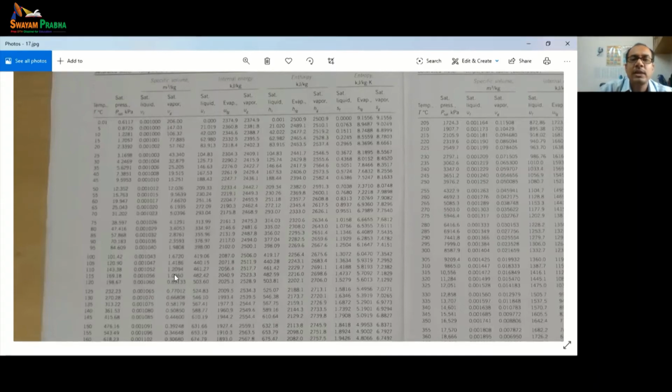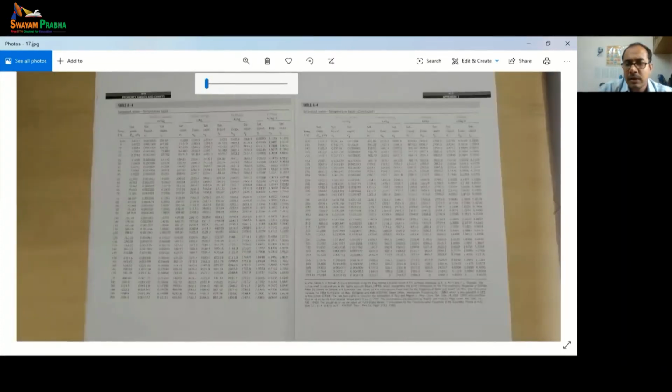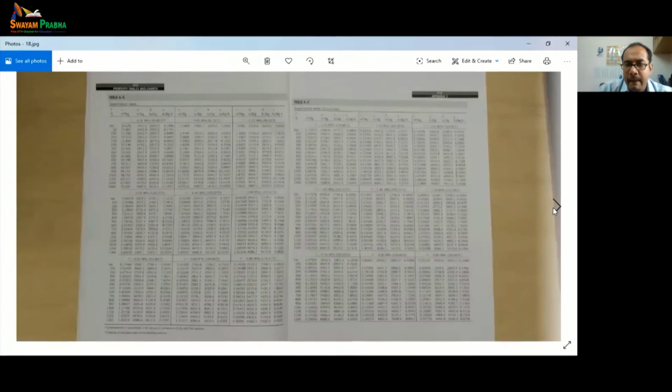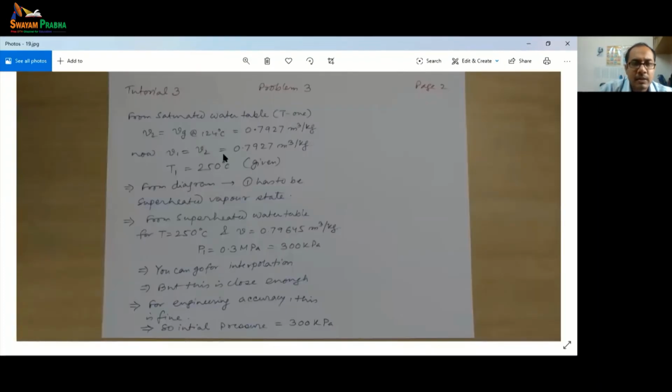So we'll do linear interpolation, and what we can find is the saturated vapor specific volume at 124 degrees centigrade. So V2, by interpolation, we can get 0.7927 meter cube per kg. Now the specific volume of state 1, V1, will be equal to V2. So that means this will be 0.7927 meter cube per kg again.